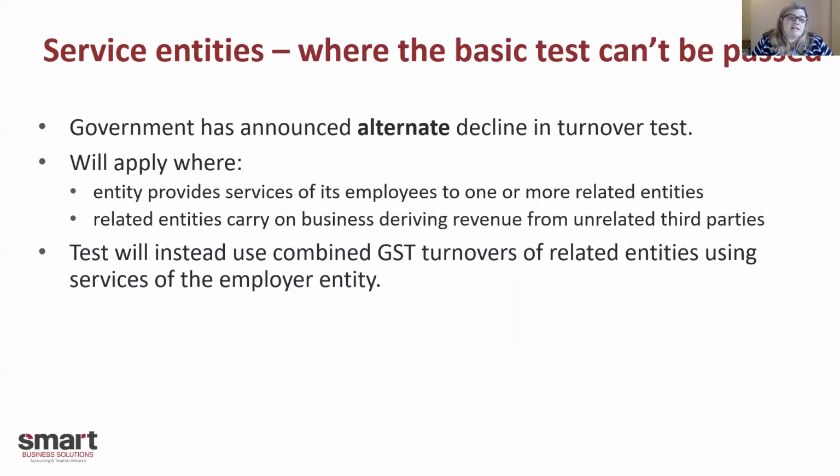So what they're actually saying is it will apply where the entity provides services of its employees to one or more related entities, and the related entities carry on the business deriving the revenue from unrelated third parties. So the test will instead use the combined GST turnover, by the combined turnover of the actual trading entity or person that's actually undertaking that work, and the service trust as well.